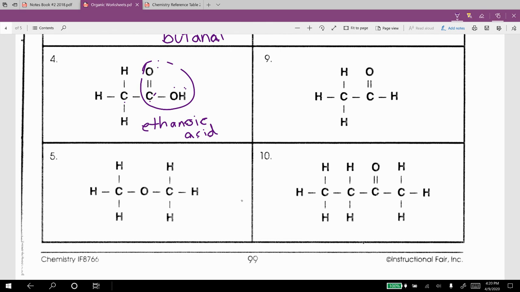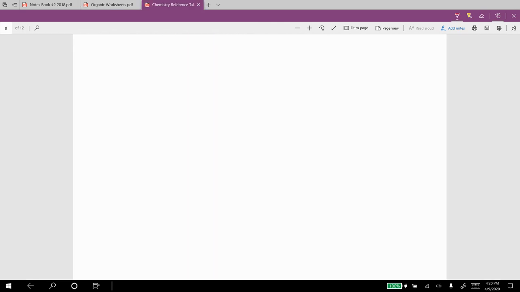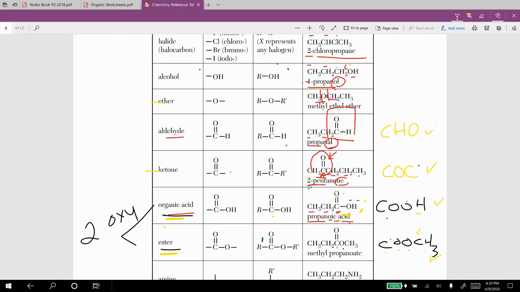All right, now let's take a look at the next one. I have a single bonded oxygen smack dab in the middle of a molecule. There's my functional group. Single bonded oxygen, so it can't be an aldehyde or ketone. And it can't be the alcohol because that would have an H at the end. So this is going to be an ether. And I'm going to name it just like the ether on this page. This is called methyl ethyl ether.